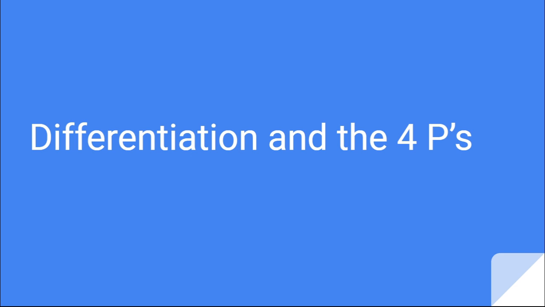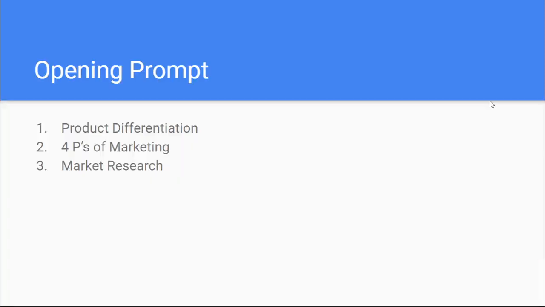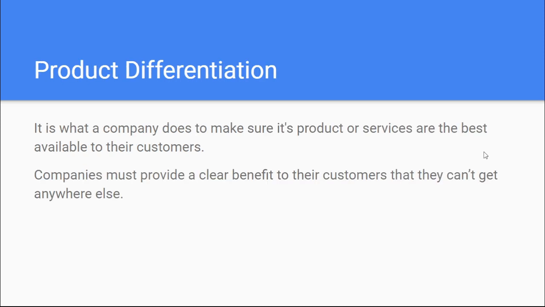Okay, so welcome class. Today we'll be talking about product differentiation and the 4 Ps of marketing. And let's just jump right into it. So the opening, well, this is supposed to be a prompt, but these are actually what we're going to be going over. We're going to be going over product differentiation, 4 Ps, and I'll at least introduce what we'll be doing in class as far as market research goes.